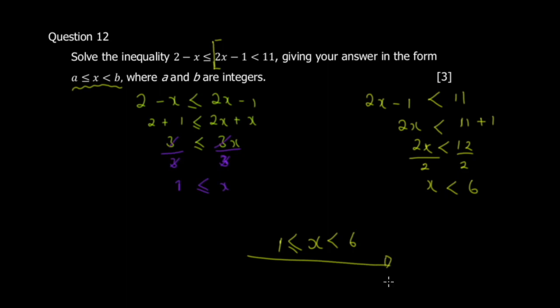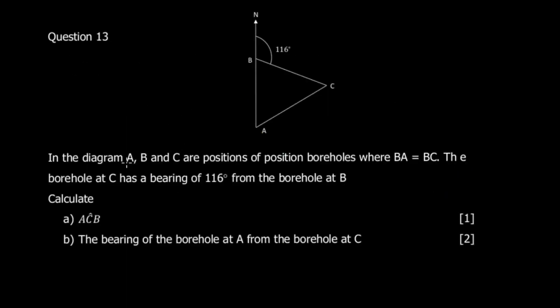Let's quickly move to question 13. In the diagram, A, B, and C are positions of balls, where BA is equal to BC. So these ones are equal. The ball at C is on a bearing, as given, from the ball at B. Calculate angle ACB. So ACB would be this. This is what we are required to calculate.